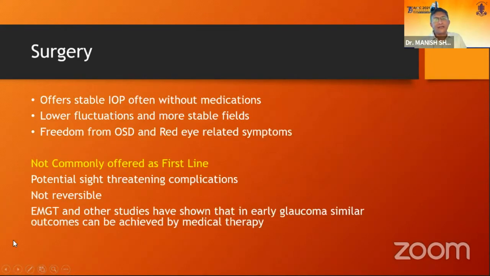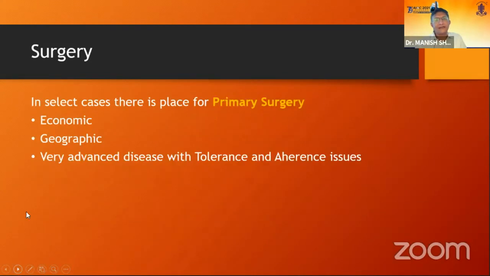surgery. Surgery is not commonly used as the first line, but it has advantages to offer: stable IOP without medications, lower fluctuations, more stable fields, and freedom from red eye and OSD. But it is not offered commonly because of the potential sight-threatening complications and it not being reversible. And many studies have shown that outcomes in early glaucoma are similar between medical and surgical treatment.